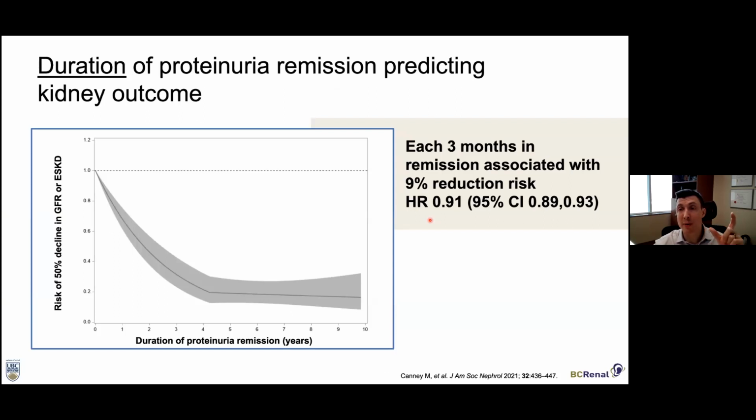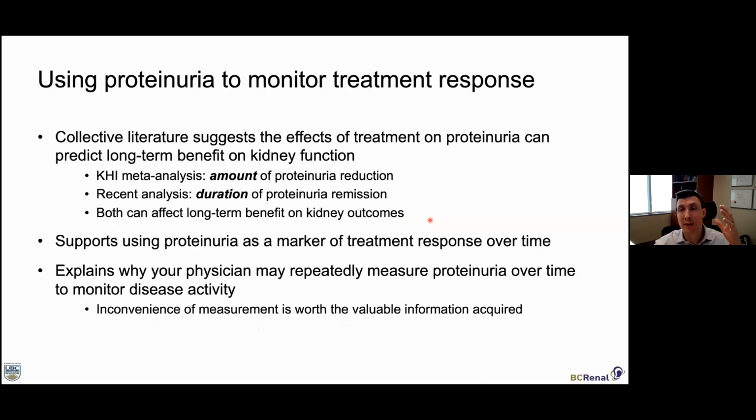Actually, every additional 3 months that is spent in remission is associated with sequentially lower risks of kidney function decline. So every 3 months add up over time to sequentially lower the risk of kidney progression. Collectively, this literature suggests that effective treatment on proteinuria can predict long-term benefit on kidney function. The KHI analysis suggests the amount of proteinuria reduction is very important. Our recent analysis suggests the duration of proteinuria remission is important, so that both of these independently affect long-term kidney outcome. And it supports the use of proteinuria as a marker for treatment response over time.